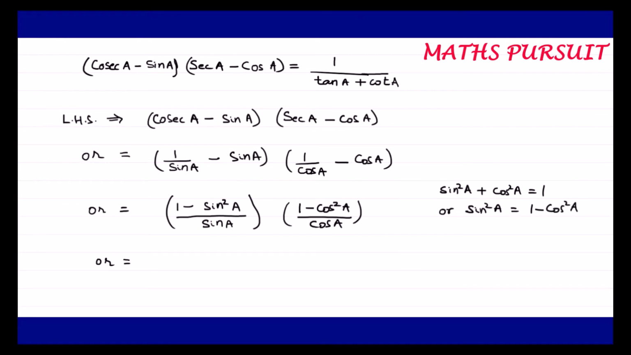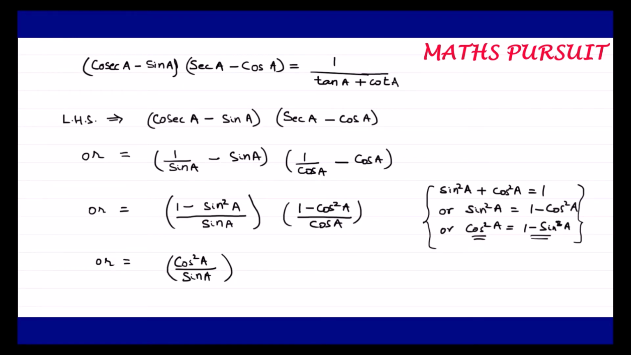This is one thing. Or if I take cos square A, then I can write cos square A is equal to 1 minus sine square A. These two identities I am deriving from the same equation, sine square A plus cos square A is equal to 1. This is one of the famous identities that we know till now. So guys, keeping this in view, 1 minus sine square A is nothing but cos square A. So instead of 1 minus sine square A, I am going to write cos square A by sine A.